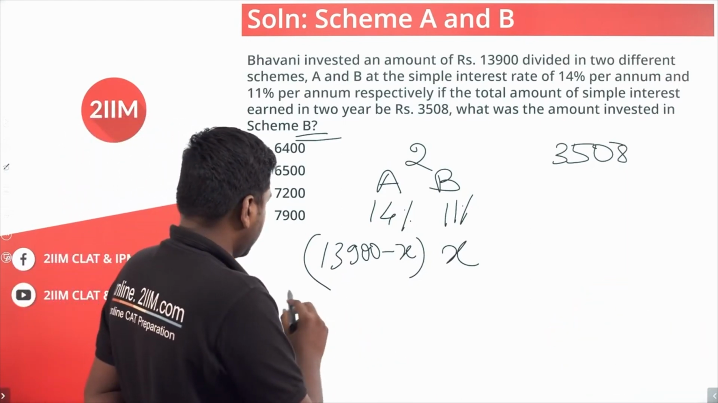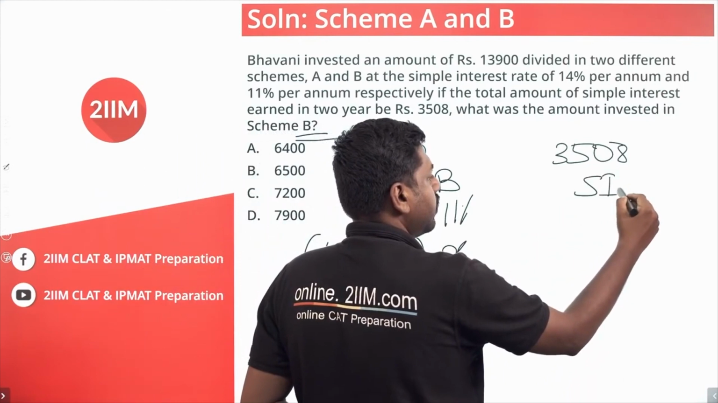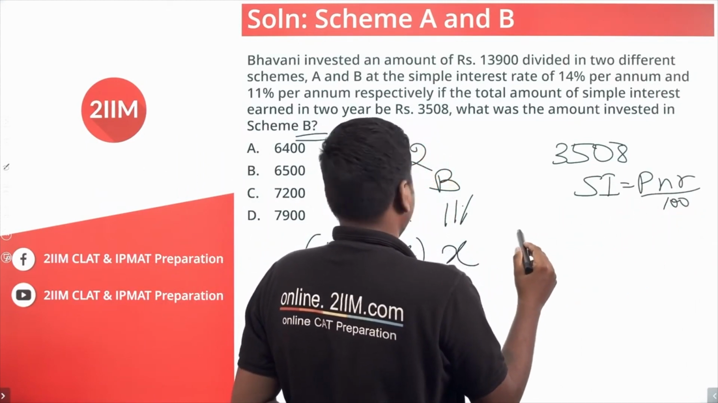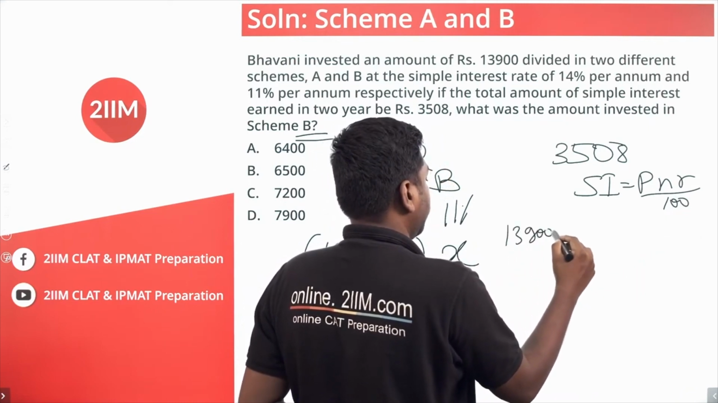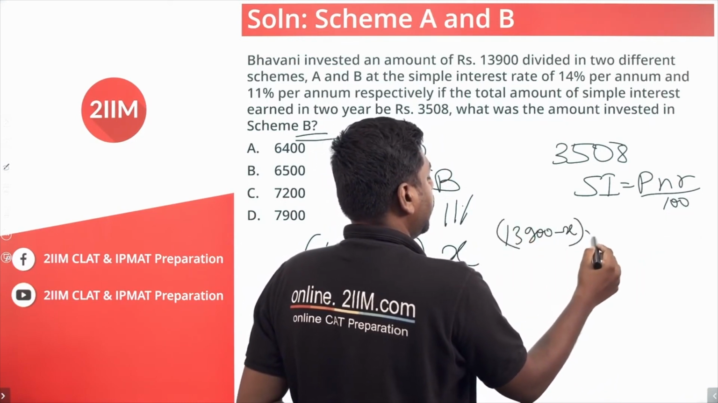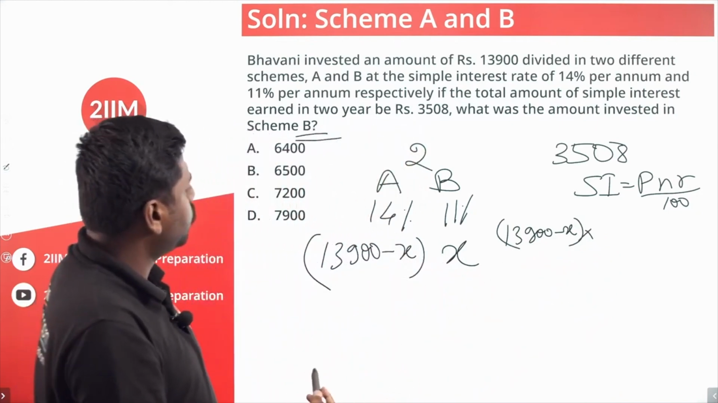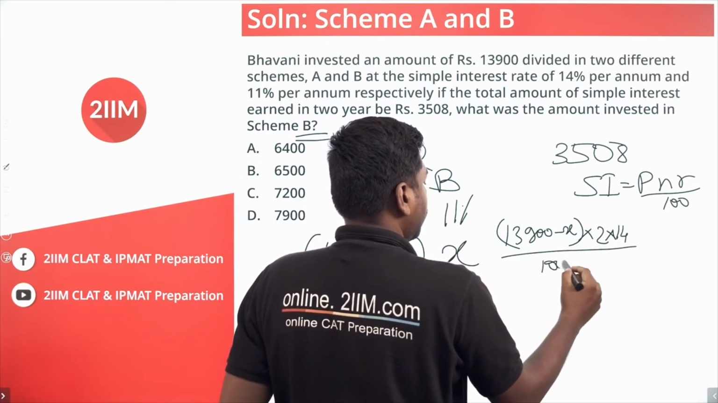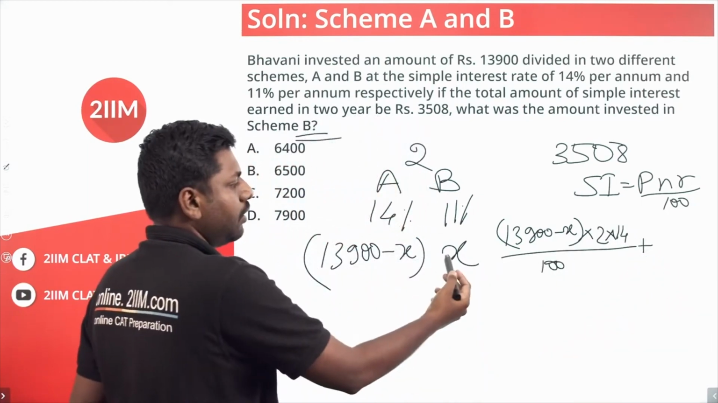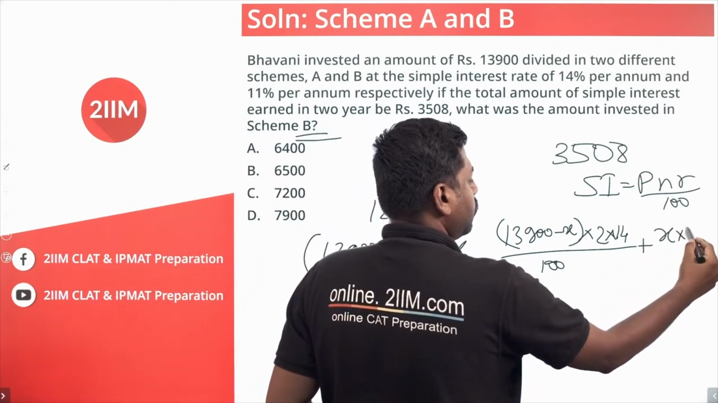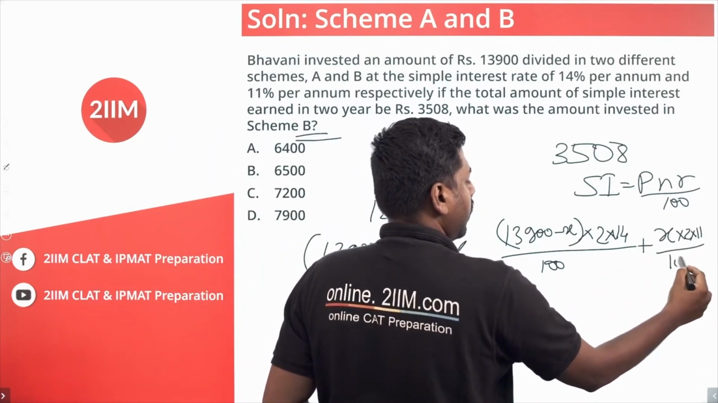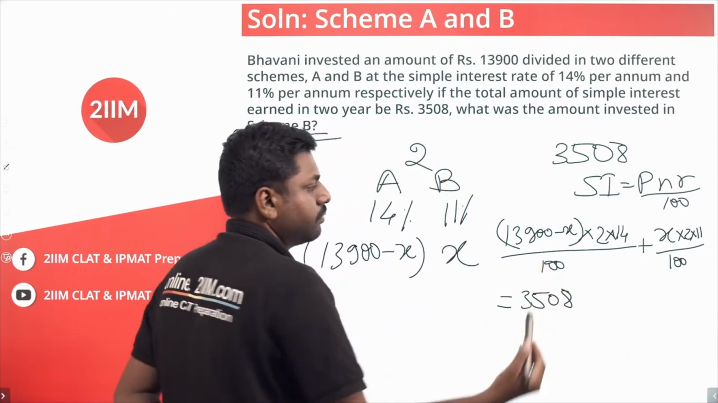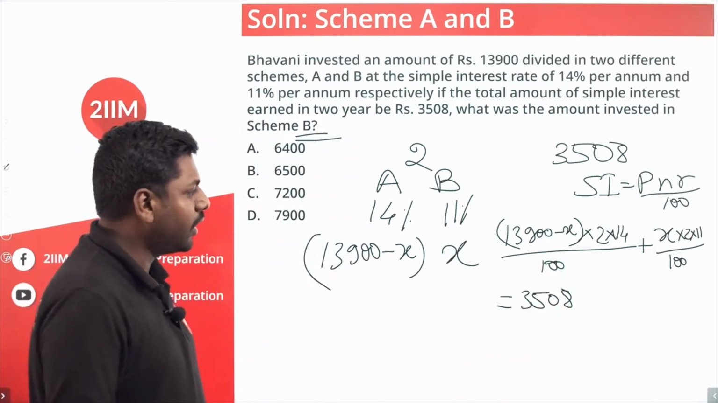Right? So this is simple interest is PNR by 100. So simple interest 1 is 3900 minus X into number of years is 2 years. 2 into 14 by 100 plus the other part is X into 2 into 11 by 100. These two will add up to 3508. Right? Now we have an equation, we will solve that.